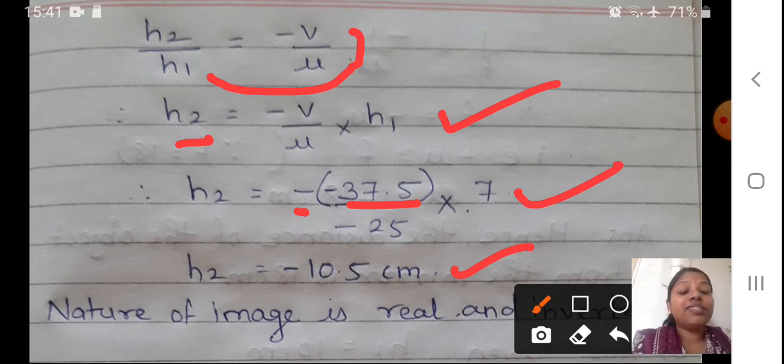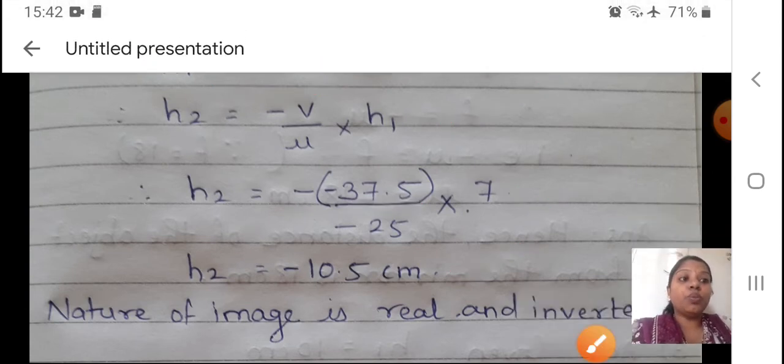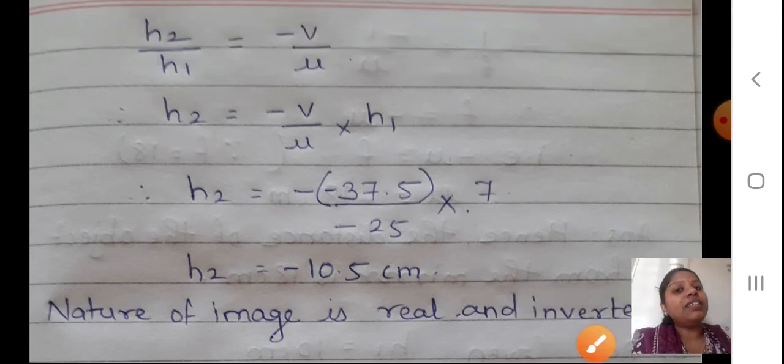Now students, tell me, can height be negative? No, height cannot be negative. So this tells us that the nature of the image is real and inverted. Why? Because the negative sign has come. When the negative sign comes, that means the image obtained from that object is an inverted image. Height cannot be negative, so we are going to take the positive answer as 10.5. And the nature of the image, students, you will write as real and inverted.